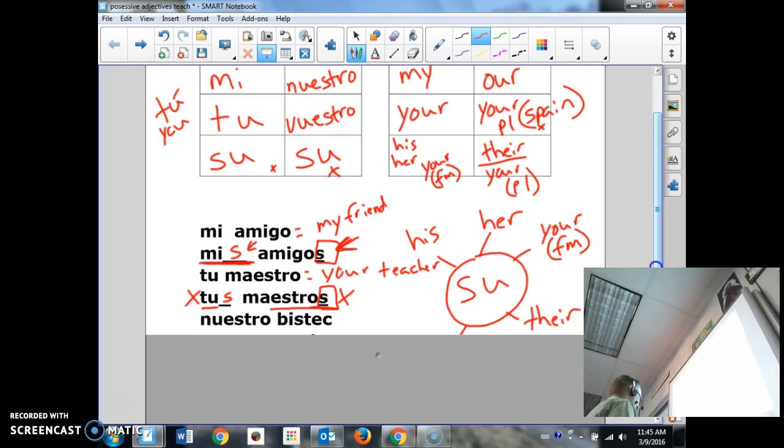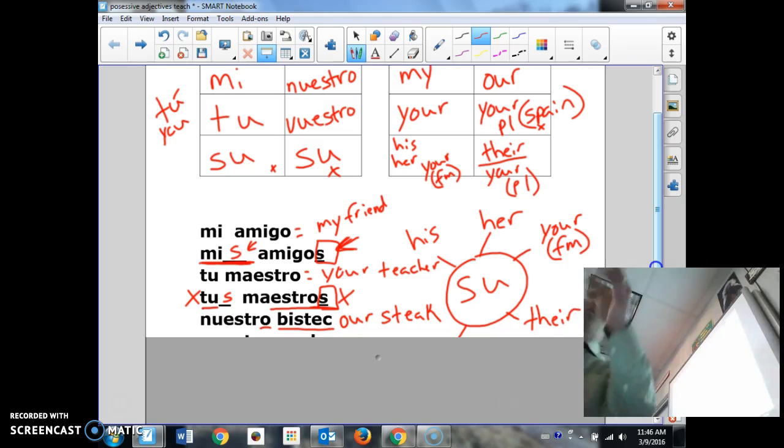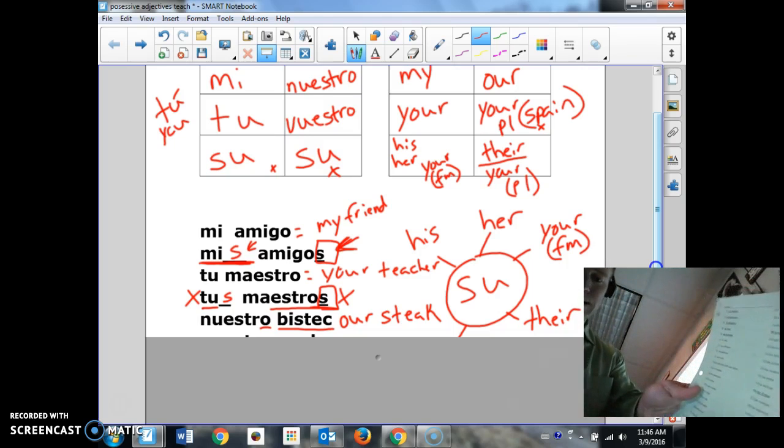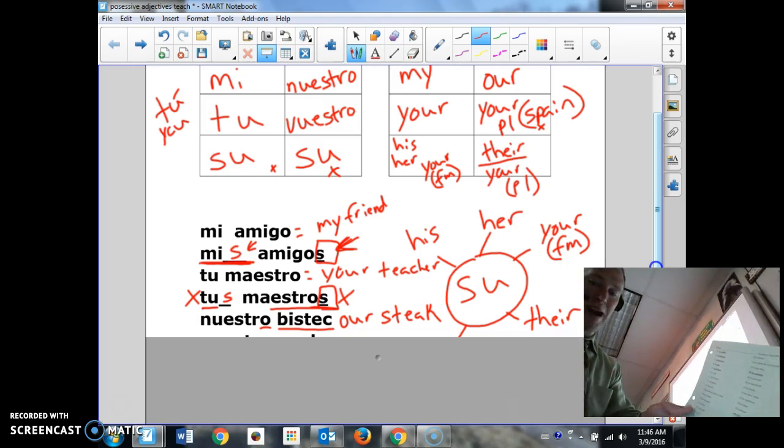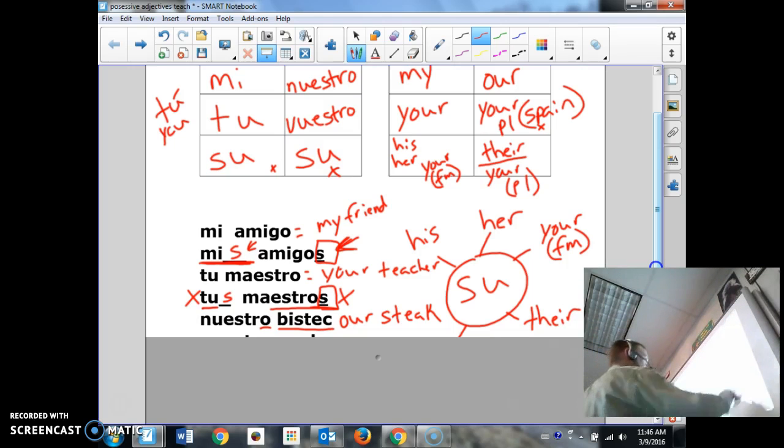Okay, nuestro bistec. Our steak. This says our steak. Now, this ends in O. Bistec. If you check your notes, let's not be flojo or perezoso here. Mira, bistec. Dice aquí bistec el. El in front of bistec means that word is masculine. Let's go to the next one.